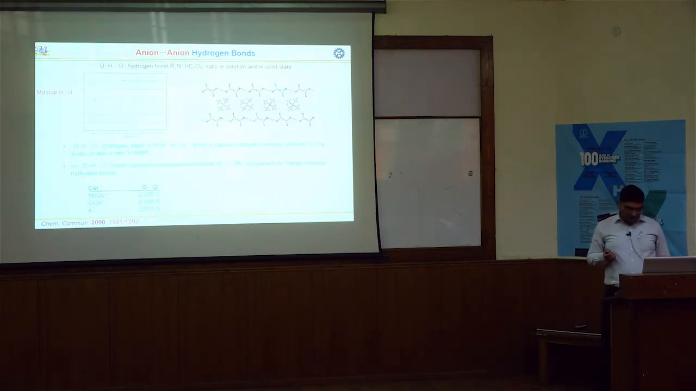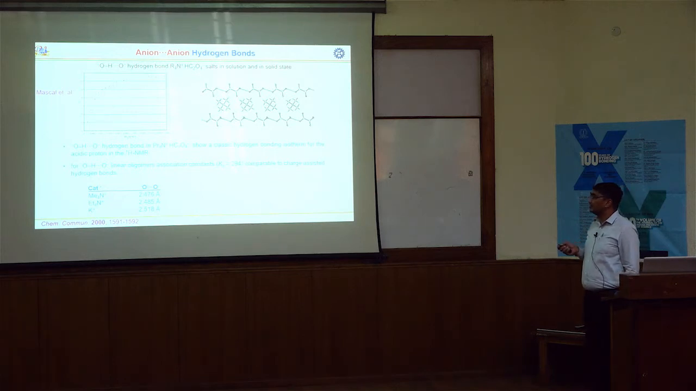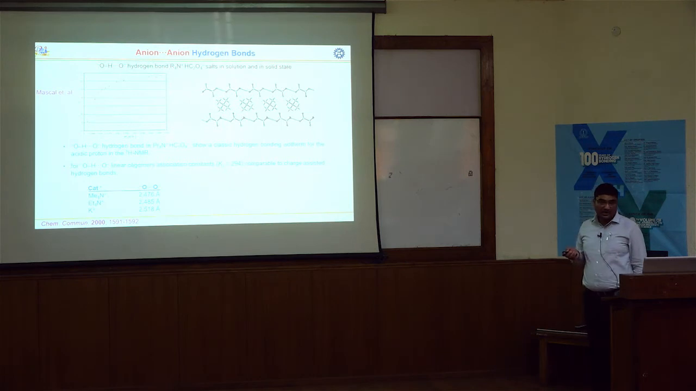Further evidence started cropping up on the same systems, where Maskell et al. studied and confirmed the presence of these OHO interactions between the two anions from NMR, and they observed a standard hydrogen bonding isotherm for these kinds of interactions. Moreover, they also calculated the association constant in these cases and found that these are comparable to very strong hydrogen bonds. But of course, the stabilization energy when we compute for these anion-anion pairs remains highly positive.